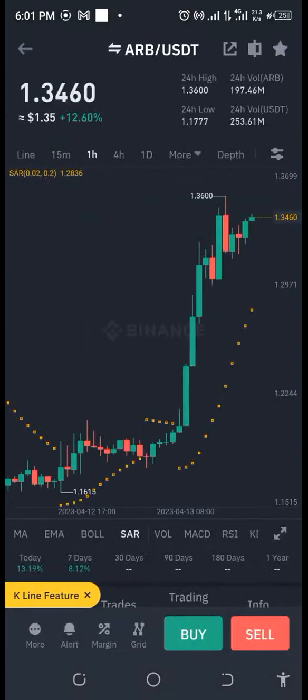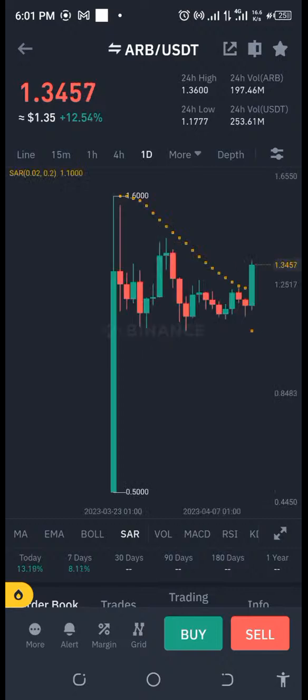Now, ARB was listed a couple of days ago and it's still in the new listing segment. So let me go to the 1-day chart. You can see how it pumped so high when it was listed. Anyways, let's see how it is for today. Let's look at the 1-hour chart.